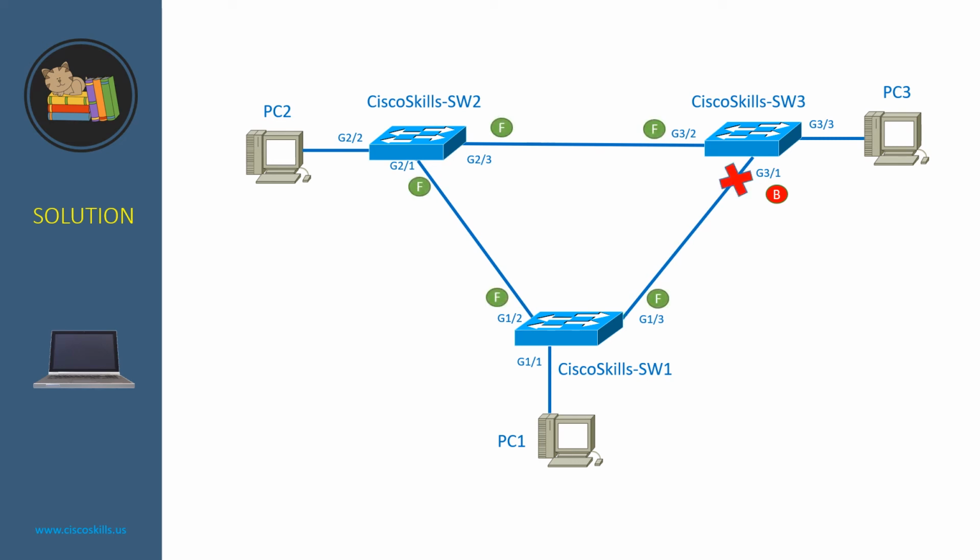Interfaces in the forwarding state act as normal, forwarding and receiving frames. However, interfaces in a blocking state do not process any frames except STP or RSTP messages. We will learn more about STP and RSTP in the next video.